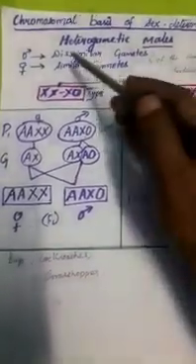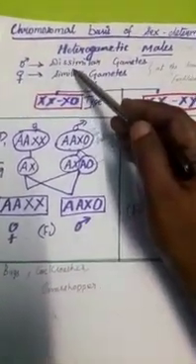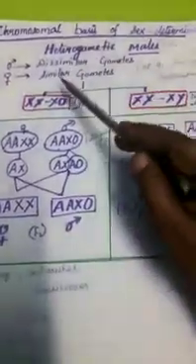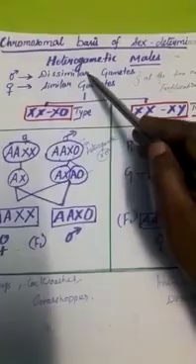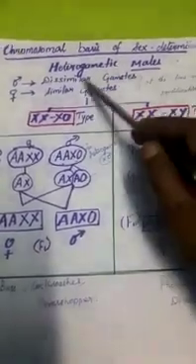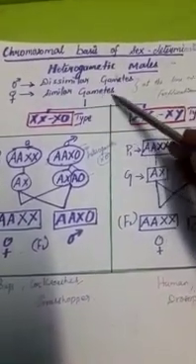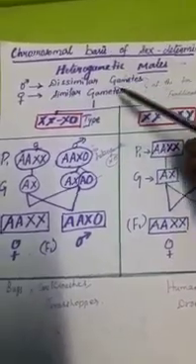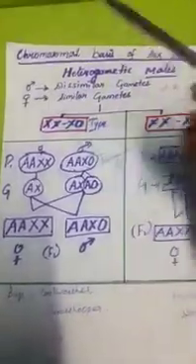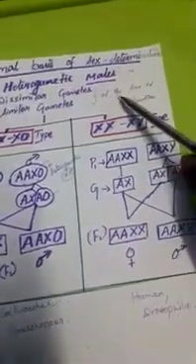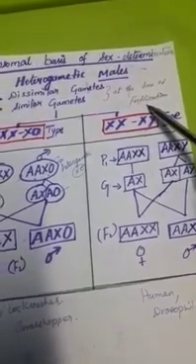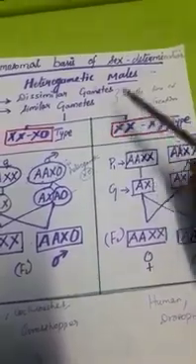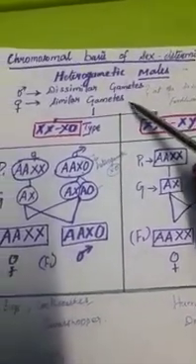Chromosomal basis of the sex determination, heterogametic males. Homomorphic means similar gametes, heteromorphic means dissimilar gametes. When these gametes cross, the male and the female develop only by the time of fertilization. If it is X bearing, it develops the female. If it is Y bearing, it develops the male.